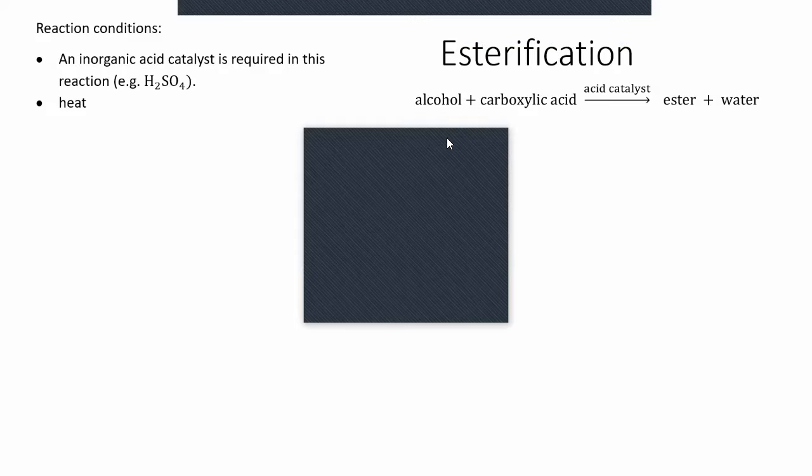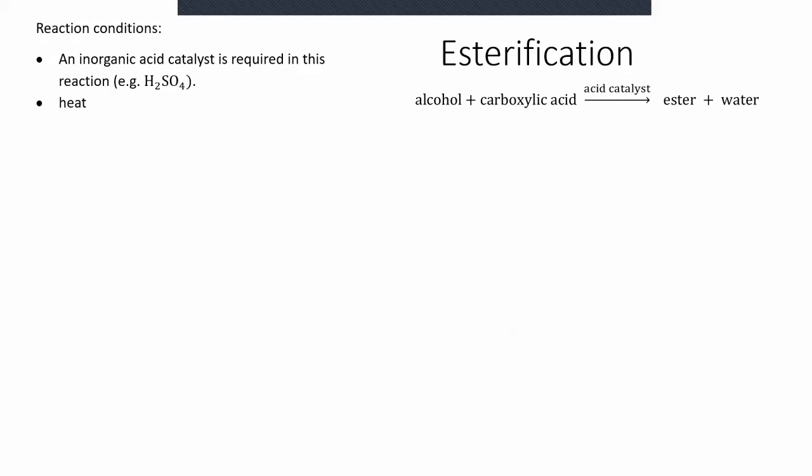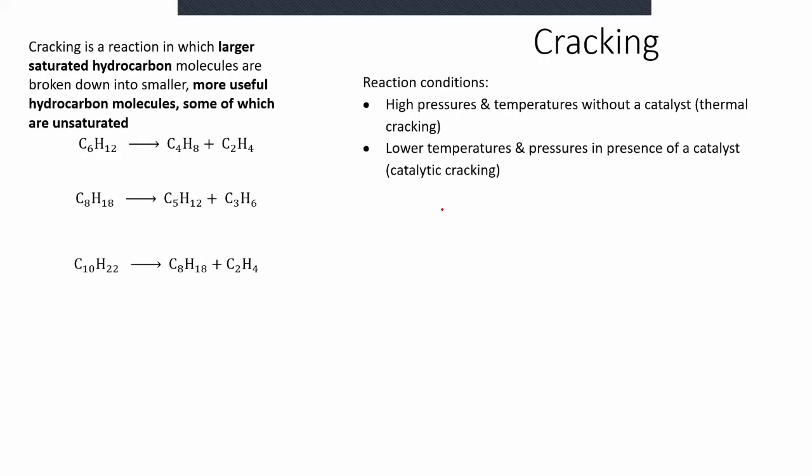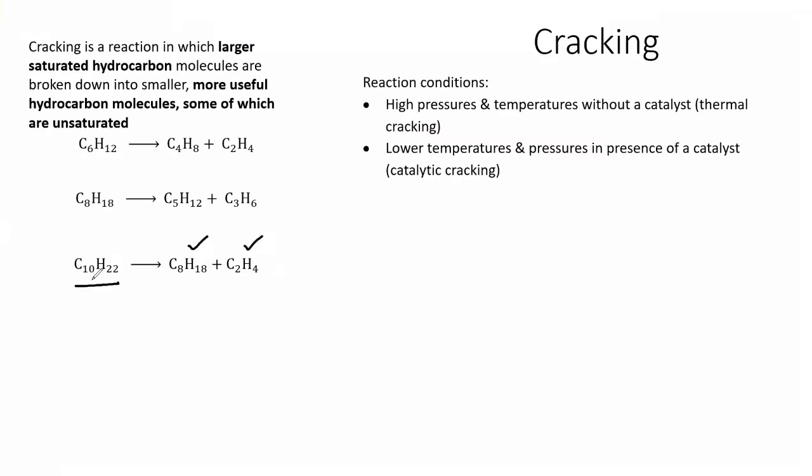Cracking. Now, in cracking, all I was simply saying is that you are breaking down a large organic compound into smaller, more useful organic compounds. So you've got this compound here, you break it down into this and also into that as well. So you look at what's happening. Let's go step by step. C10H22 is big, make it small, break it into, in this case, I put two organic compounds. I put C8H18 and C2H4.